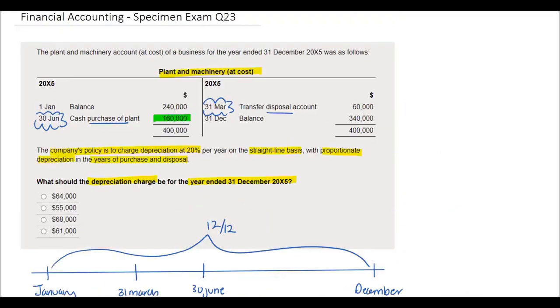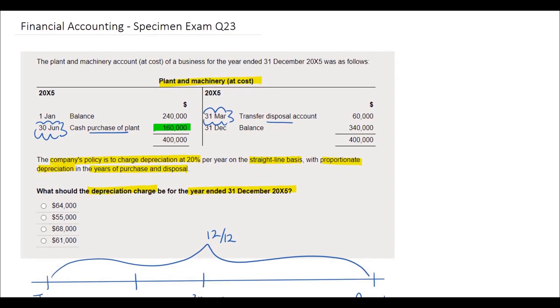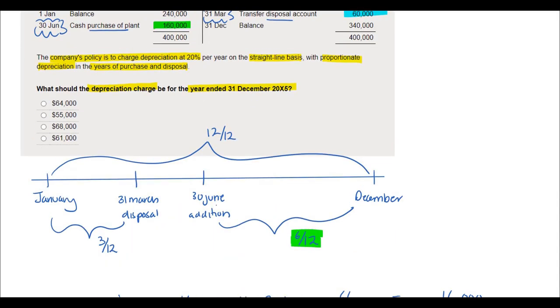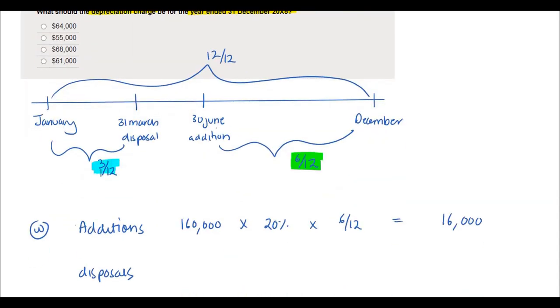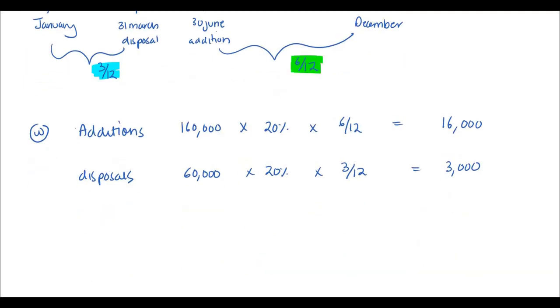Looking at the T account, we can identify that for disposals, the cost of the assets disposed of was 60,000. Again, the policy of 20% applies, but this time we're charging only 3 months of depreciation on the assets disposed of. So taking 60,000 multiplied by 20% prorated for 3 months of the year gives us 3,000. Lastly, we can deal with the assets remaining.